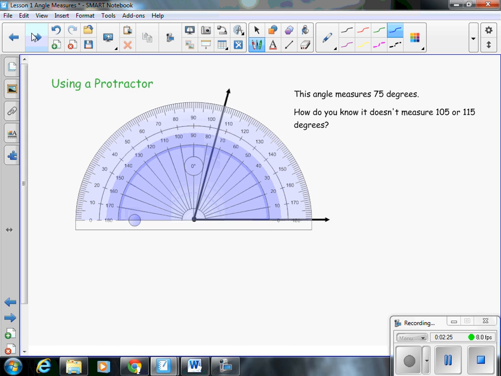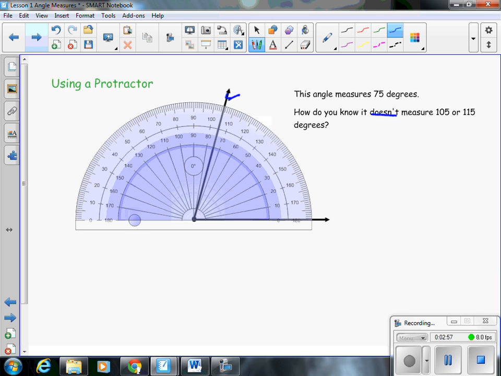All right, here is a protractor. We've used these in the past. This angle on the board right now measures 75 degrees. I want you to look at the angle and look at the protractor and think about, how do you know it doesn't measure 105 or 115 degrees? Because as you can see right out here, it does show that it's between 100 and 110 here.